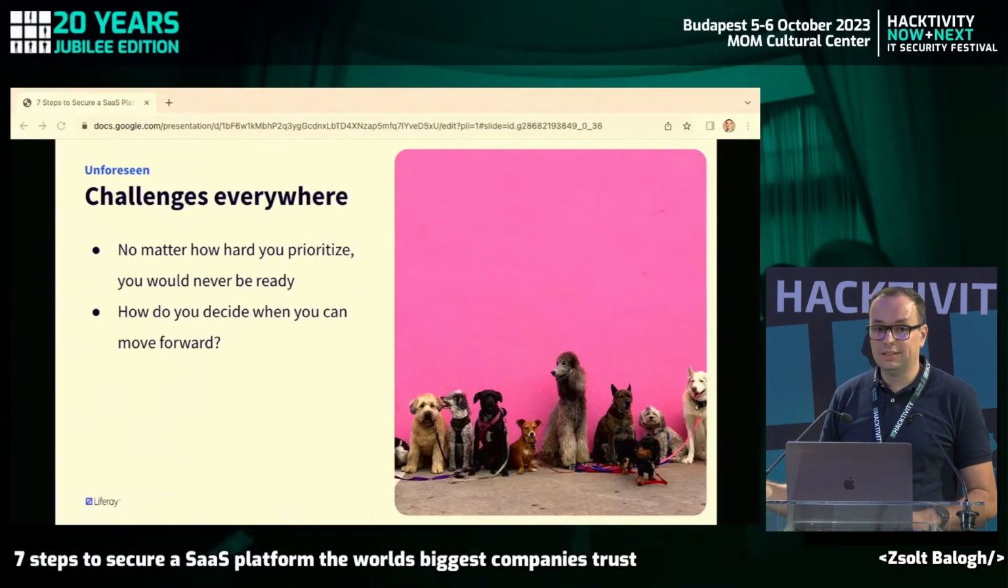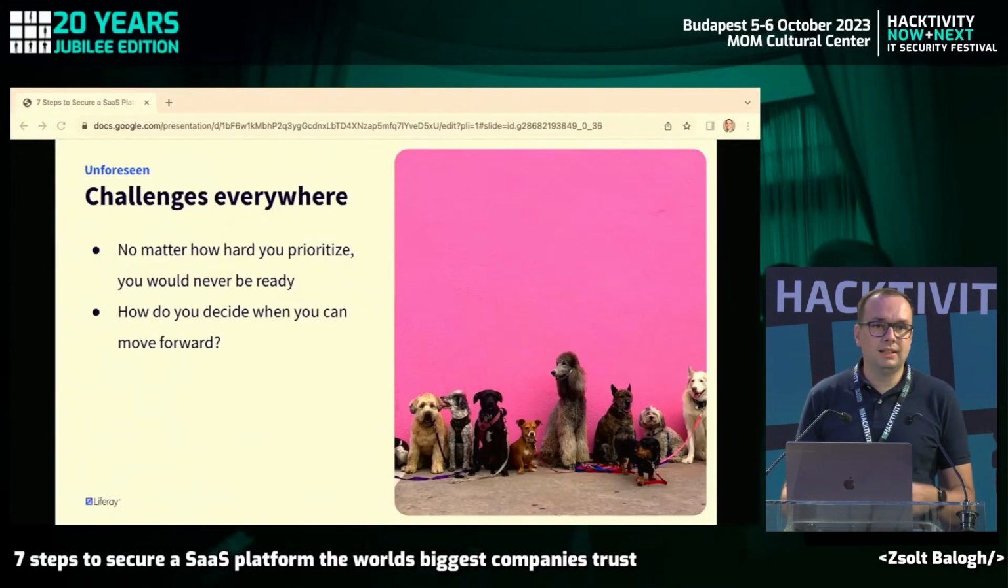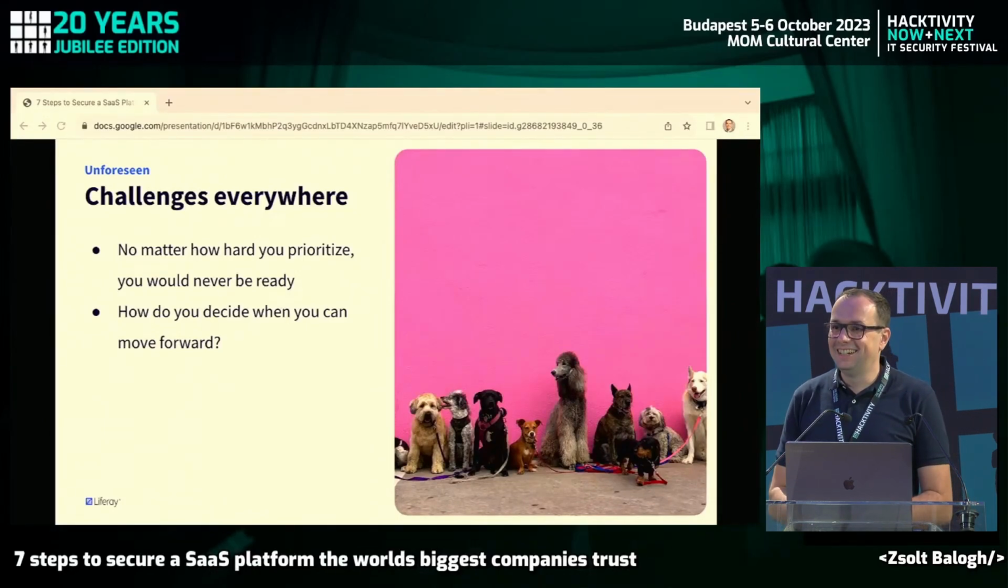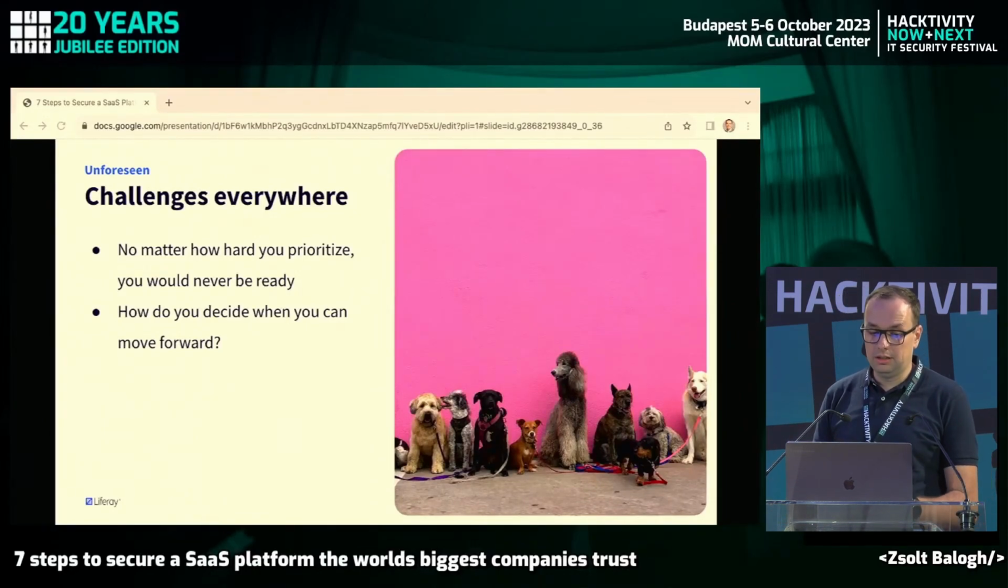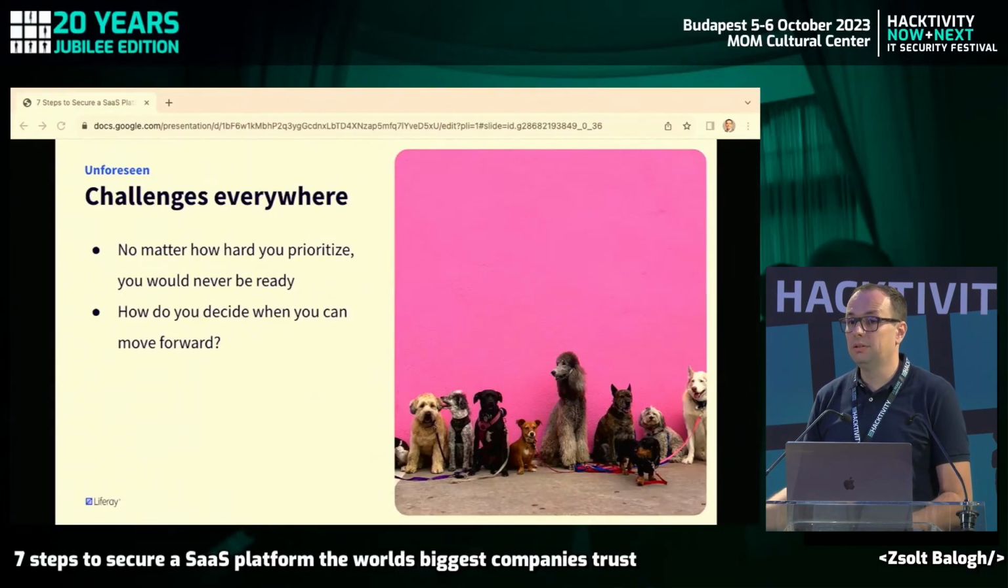I have seen the presentations before me, and I was starting to sweat. Like somebody said, oh, and then I have a 0-day in the Java application. It's like, oh, don't be Liferay, please. So you need to be really strong and make the right decisions about when you can go forward, because it will never be perfect.